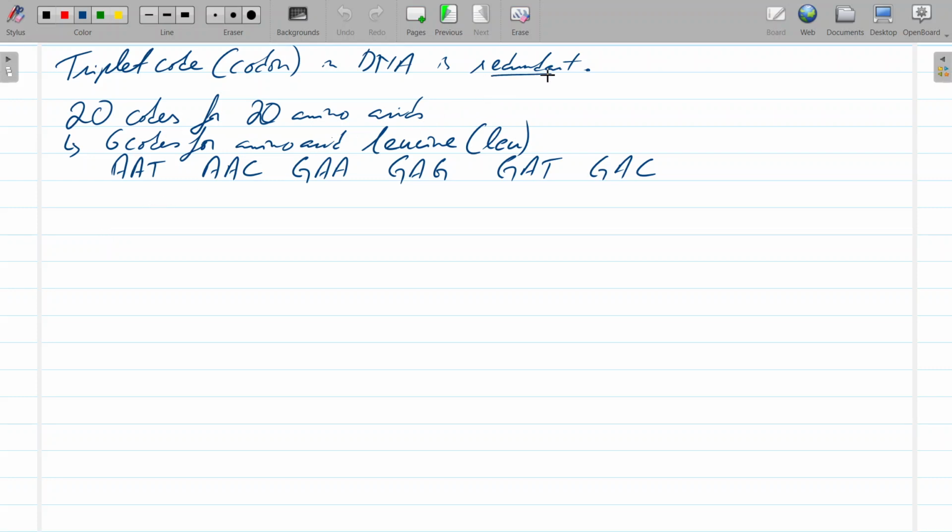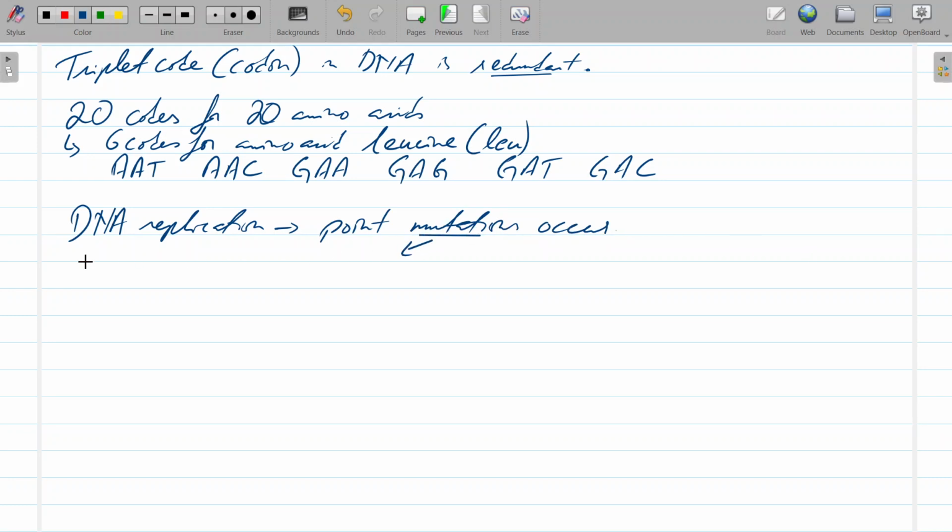And so why is this redundancy helpful? It's helpful because when DNA is being replicated in cells, point mutations occur often. Point mutations are mutations, so they are changes in a single nucleotide base at any point along the DNA.